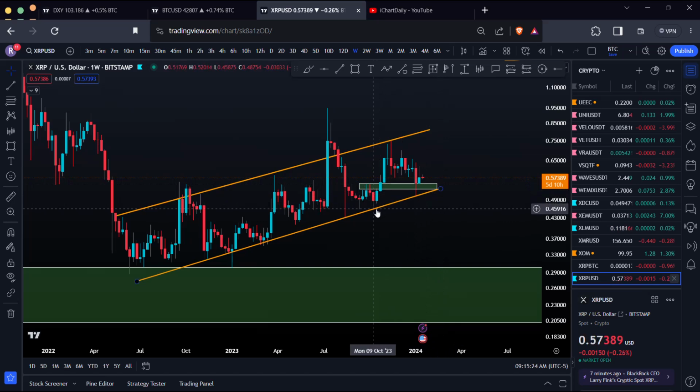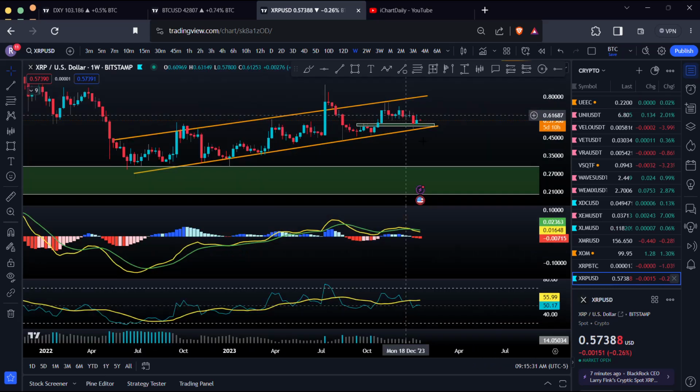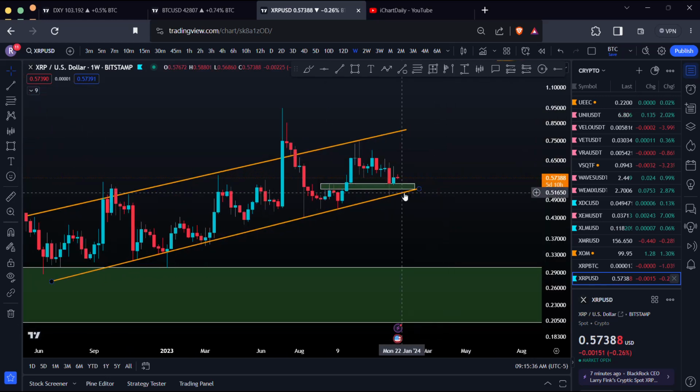Previous, it was here at 45 cents. Previous, it was here at 40 cents. You get the point, 35, 32, 29. So we need to stay above the 50, and we need to stay above the zero line, or else we break this major support level and we are heading down.